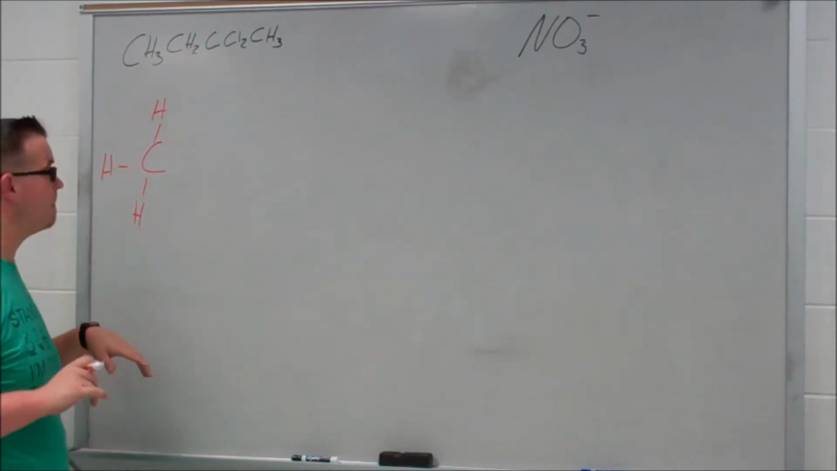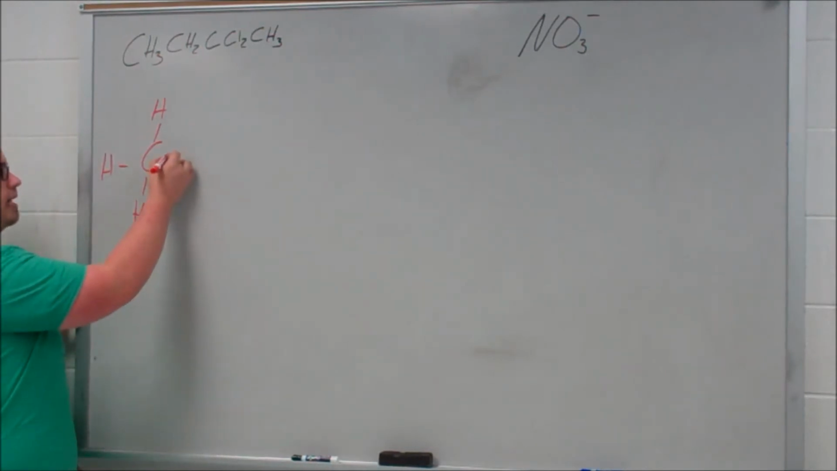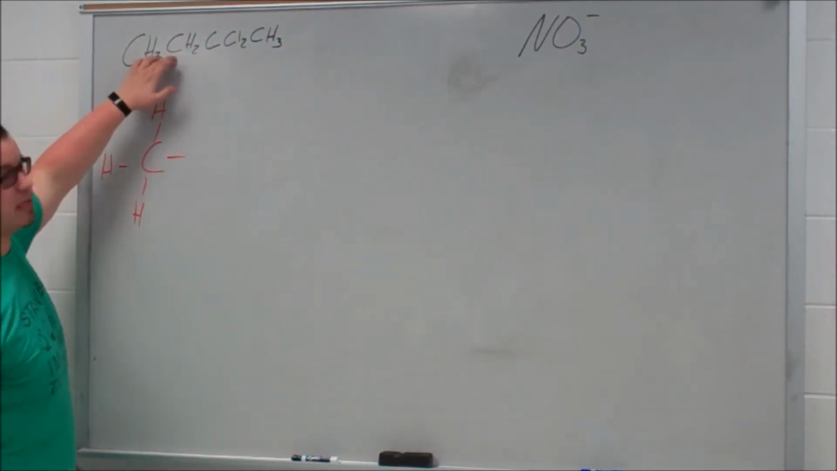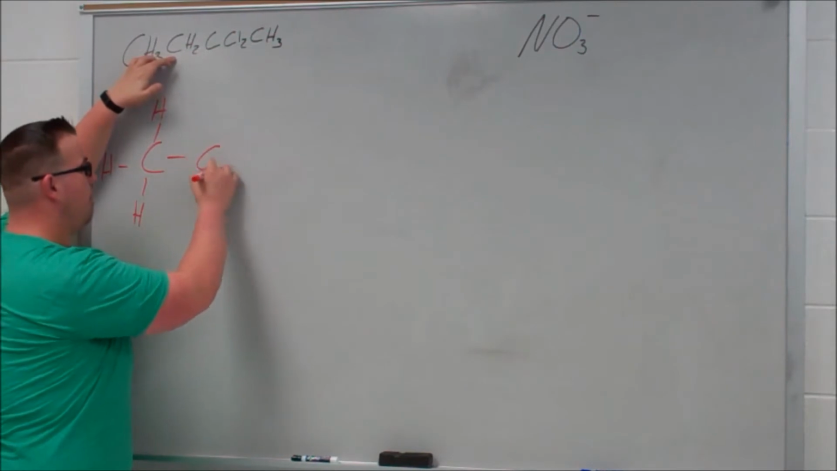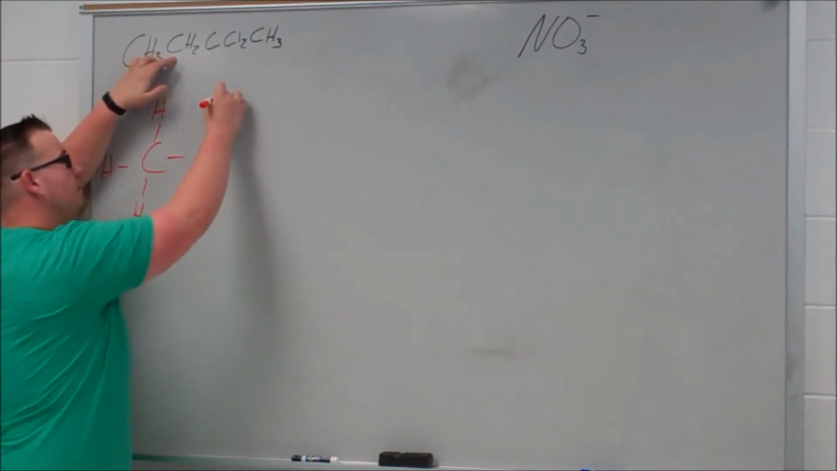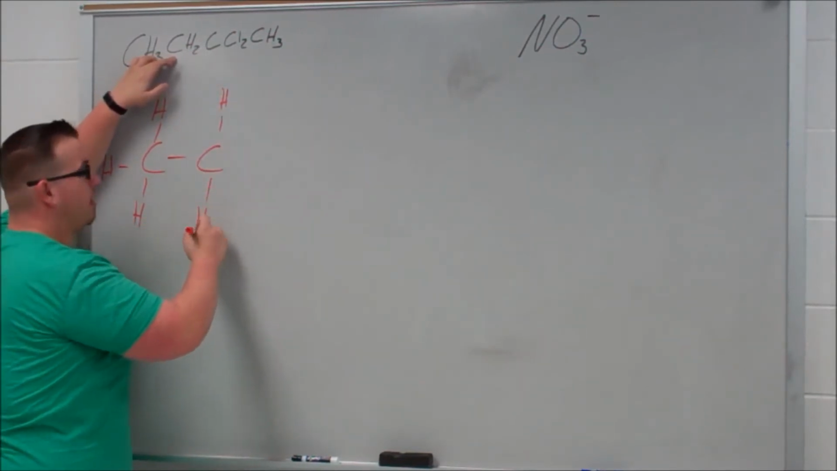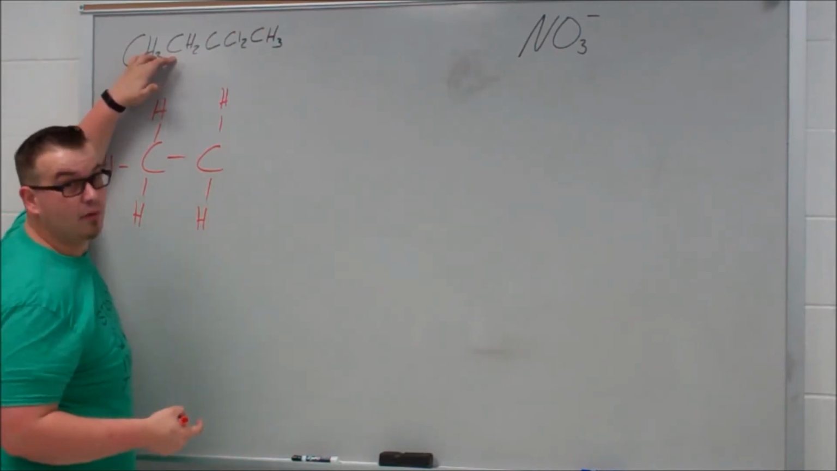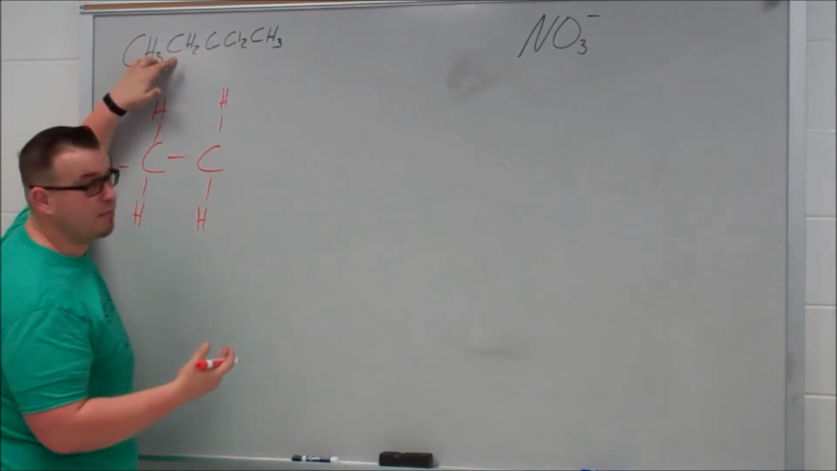They don't need a full octet. This carbon does though, so it's going to make another bond. And we're going to come here to the CH2. So it's going to bond with this carbon. And then, like I said before, these hydrogens will bond with this carbon. It will not bond over in the center, stretching us out. Same reason as what I stated before.